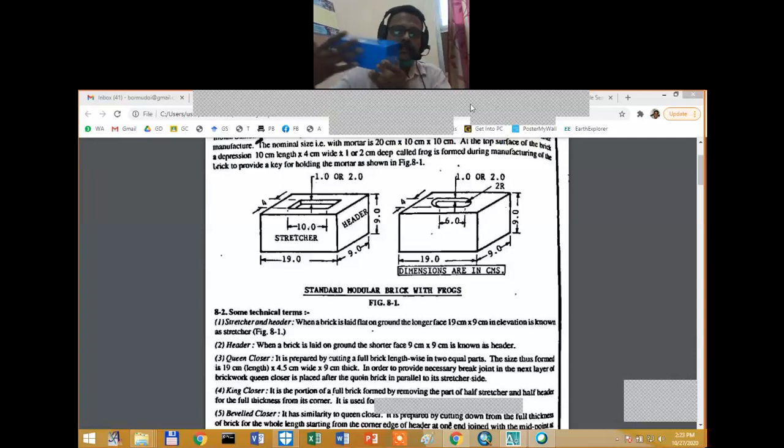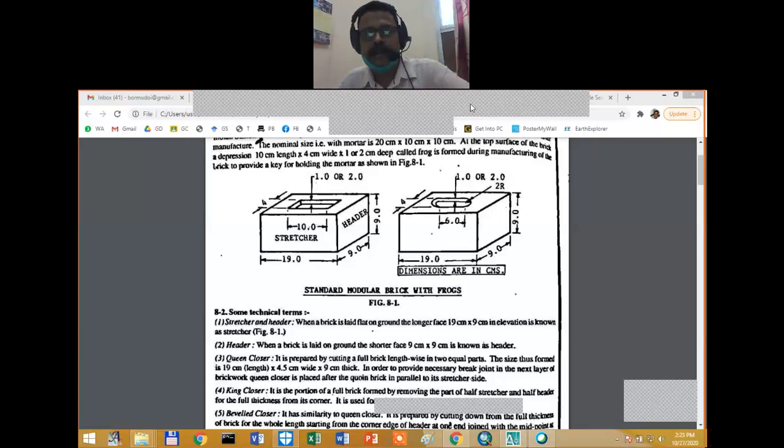So this is our stretcher, this is our header, and here we have the frog. I cannot show you here or here. This side you have the frog, 10 centimeter by 4 centimeter, and then the depth is 1 or 2 centimeter.